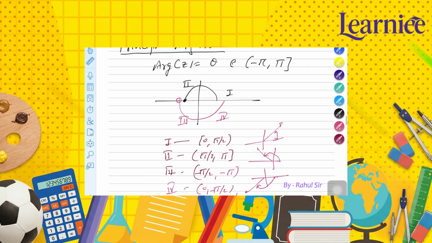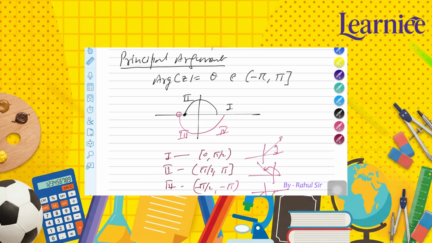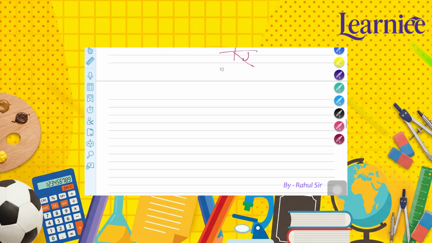So the principal argument means we get the value only once. We are not doing a periodic argument. But that has to cover all the quadrants: first, second, third, fourth. How do we find all this? For different quadrants this value changes. So how do we find it?